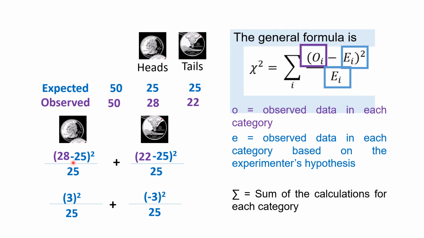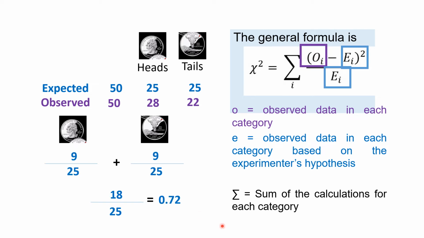So 28 minus 25 is 3. And 22 minus 25 is minus 3. And we just continue with the math, and it will be very easy. 18 divided by 25 is 0.72. So that is our value, and now we have to compare it using the table as I showed you before.